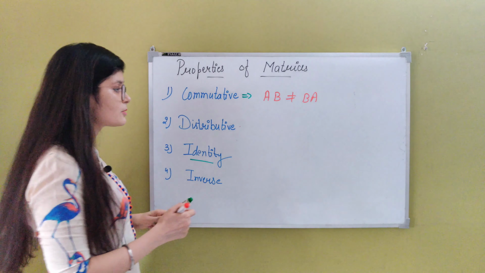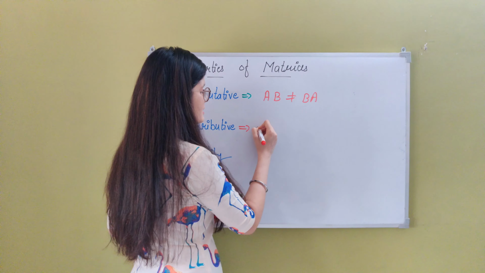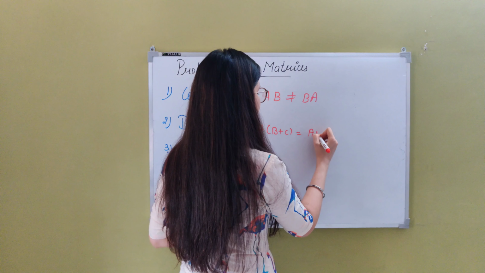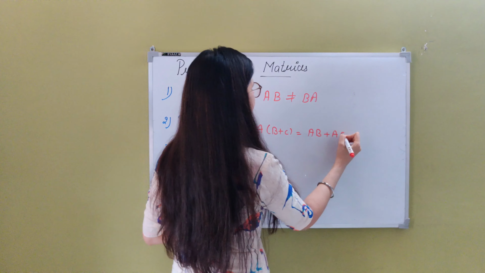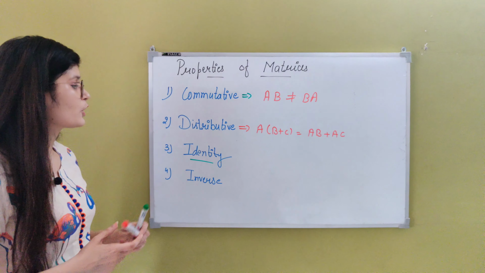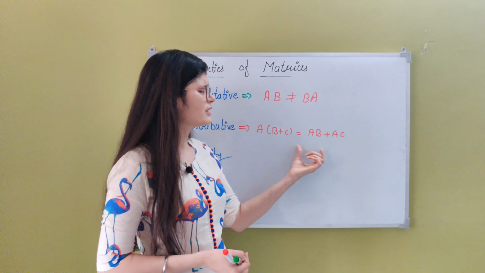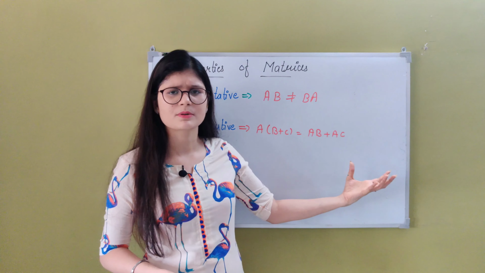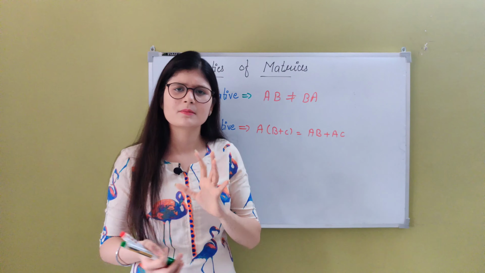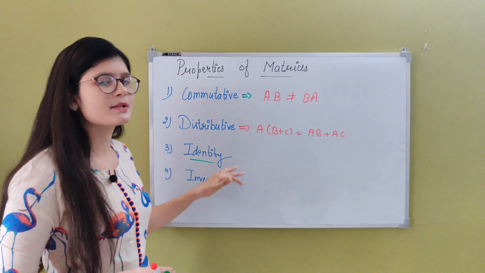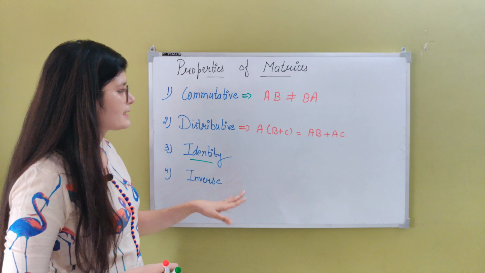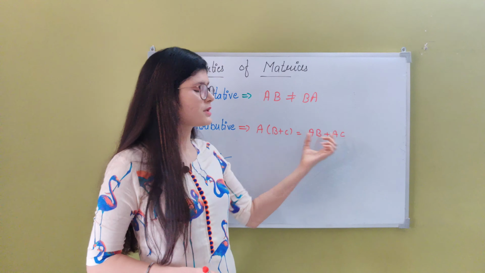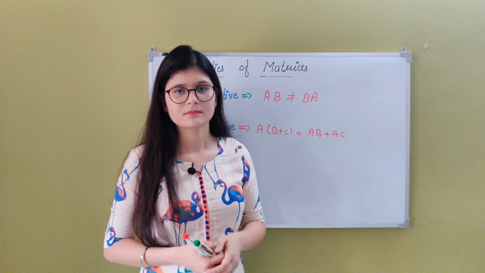Now next, the distributive property. The distributive property is A(B plus C) is equal to AB plus AC. It definitely follows the property of distributive, and that we are very familiar with, I guess. We do it in algebra as well. We do it there with variables and constants, and it happens the same with matrices as well. That is, A(B plus C) is equal to AB plus AC. The two sides are equal. Okay.